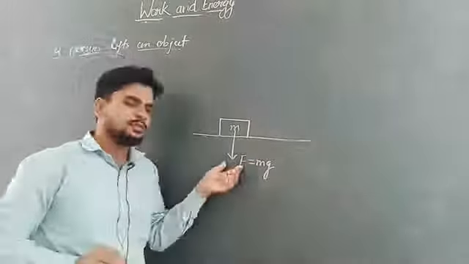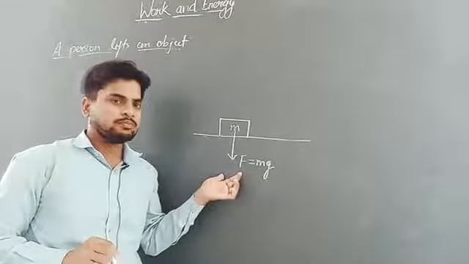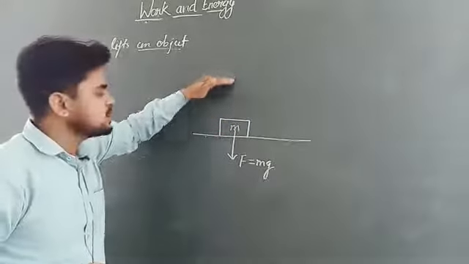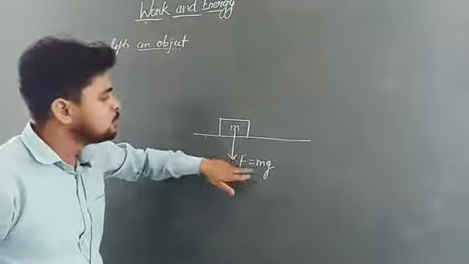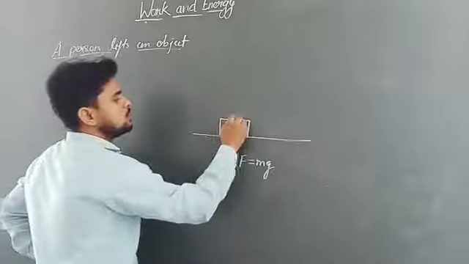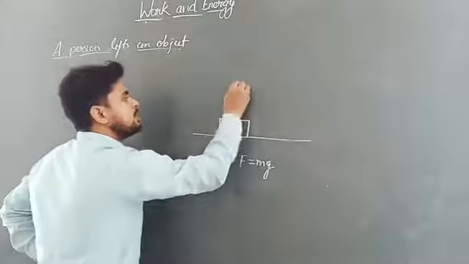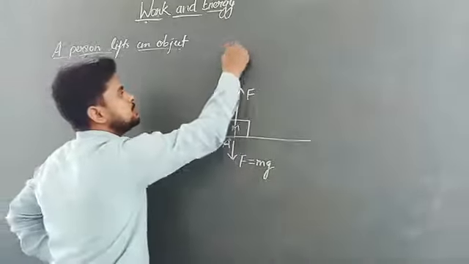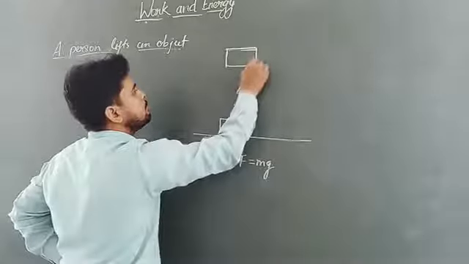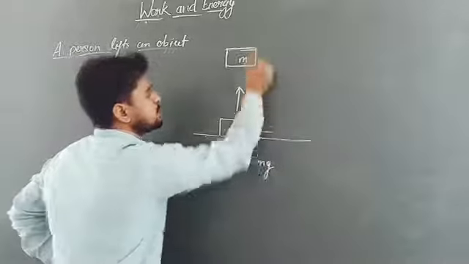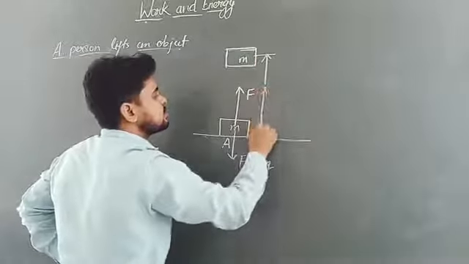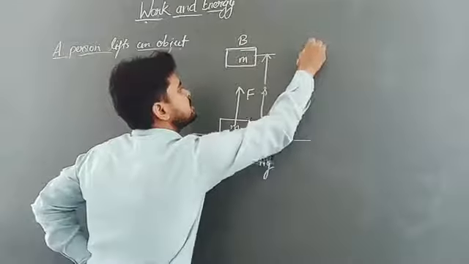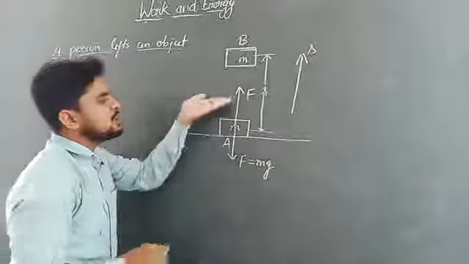So this is the force of gravity which is acting on this block in downward direction. Okay. Now if we have to lift this object in upward direction from here to here, then we must have to maintain a force or apply a force equal to mg in upward direction. So what we do in order to lift this object, we apply a force F in upward direction. Let us suppose the object is lifted from the position A to the position B. Okay. It means there is a displacement. Let us say the displacement is S. So the object is displaced from this position A to the position B. So we can say the direction of displacement is in this direction. Okay. And the force that we have applied is also in upward direction.